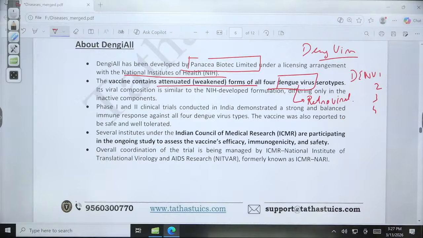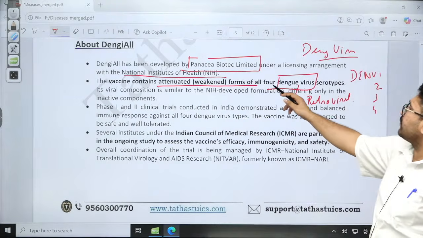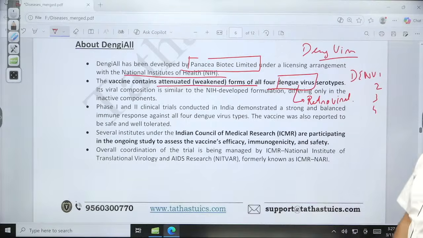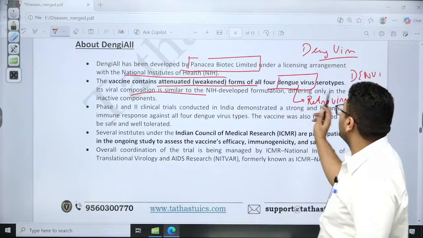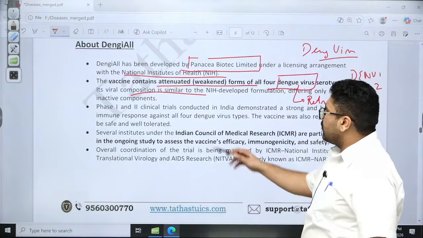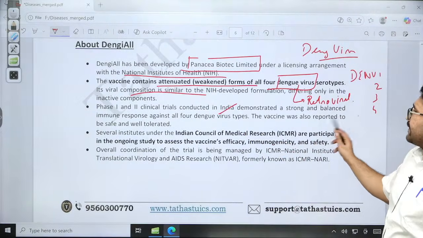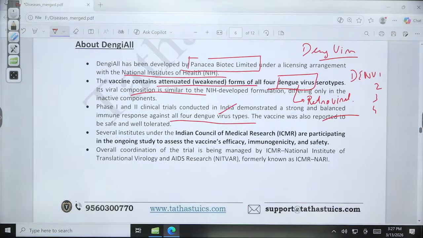Is also retroviral in nature, and the idea is that this vaccine contains forms of all 4 dengue virus serotypes. यानी ये वैक्सीन लेने से चारों स्पीशीज ऑफ डेंगू के अगेंस्ट आपको इम्यूनिटी क्रिएट करी जा सकती है. Its viral composition is similar to the NIH developed formulation, differing only in the inactive components that do not matter. Phase 1 and 2 clinical trials conducted in India demonstrated a strong and balanced immune response against all 4 dengue virus types. The vaccine was also reported to be safe and well tolerated.